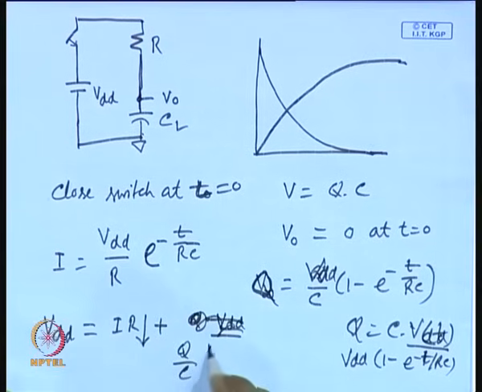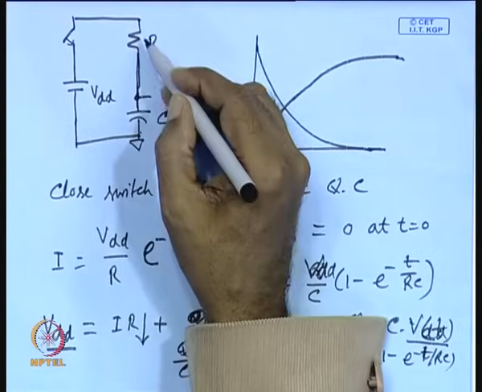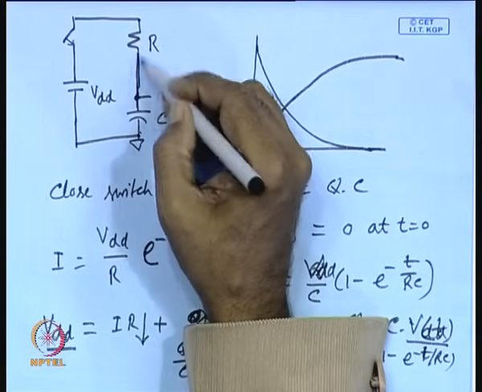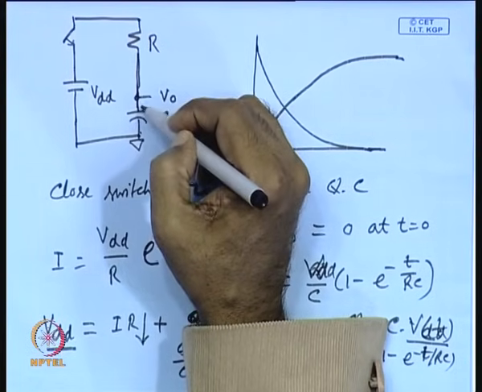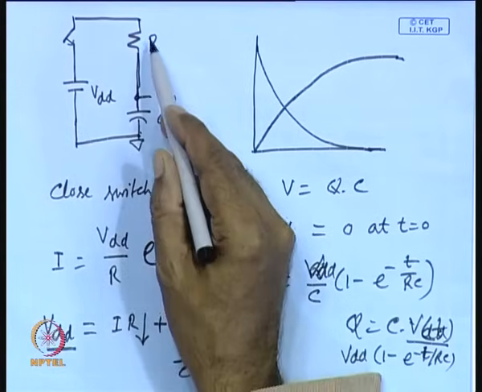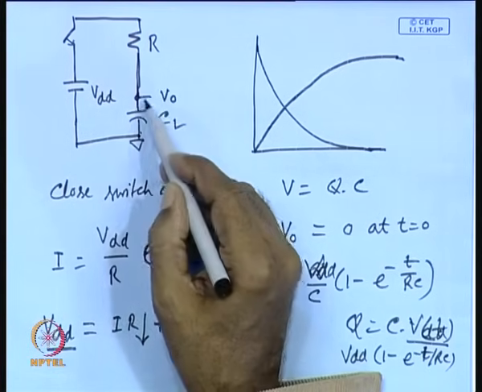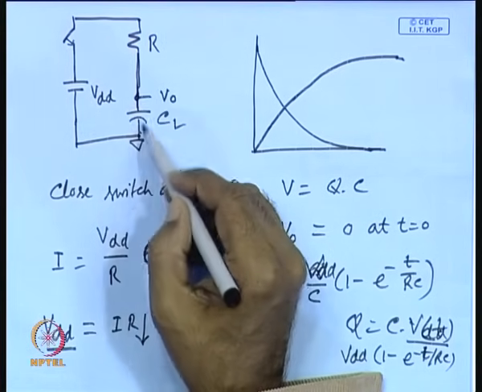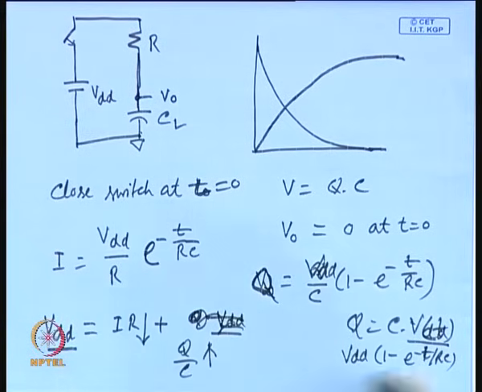On the other hand, this will go up, that means Q by C will go up, and as a consequence VDD will remain constant. That means, we find that initially the voltage drop across the resistor is maximum, where the voltage drop across the capacitor is 0. Then as time passes, the voltage drop across the resistance will become 0, and the voltage drop across the capacitor will become equal to VDD.